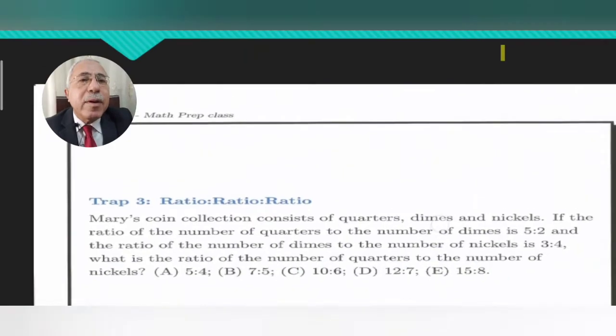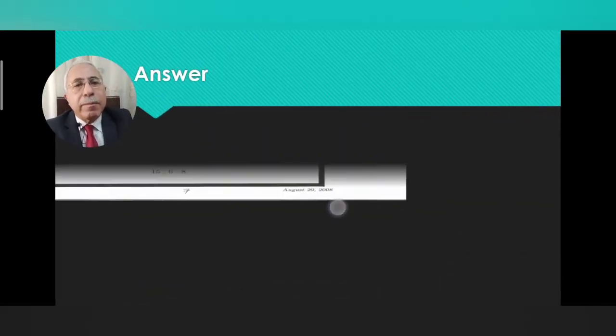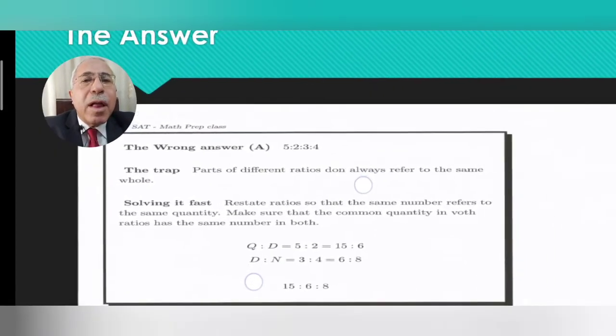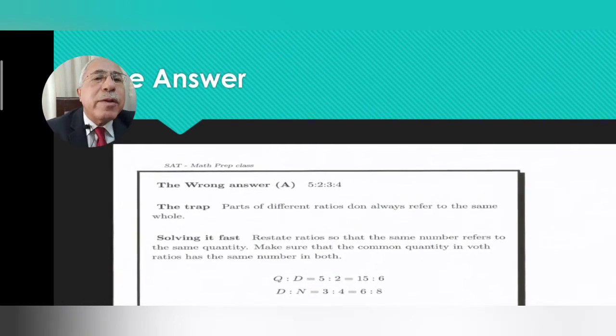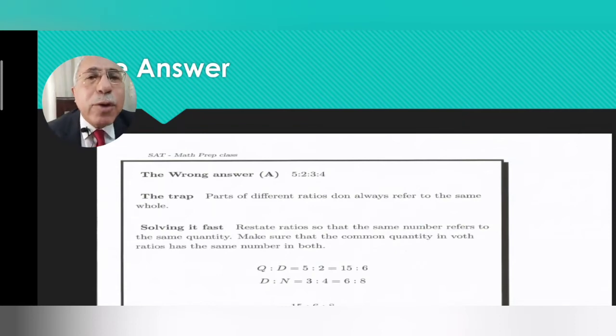For this, we are going to see how the answer will be. As I told you, first of all, most of the students will say that quarters to dimes, he will take 5:4, because this is the ratio of both of them. This is wrong, because I have here three ratios, I don't have two. So you cannot say 5:4. This is wrong. Why? Here is the trap.